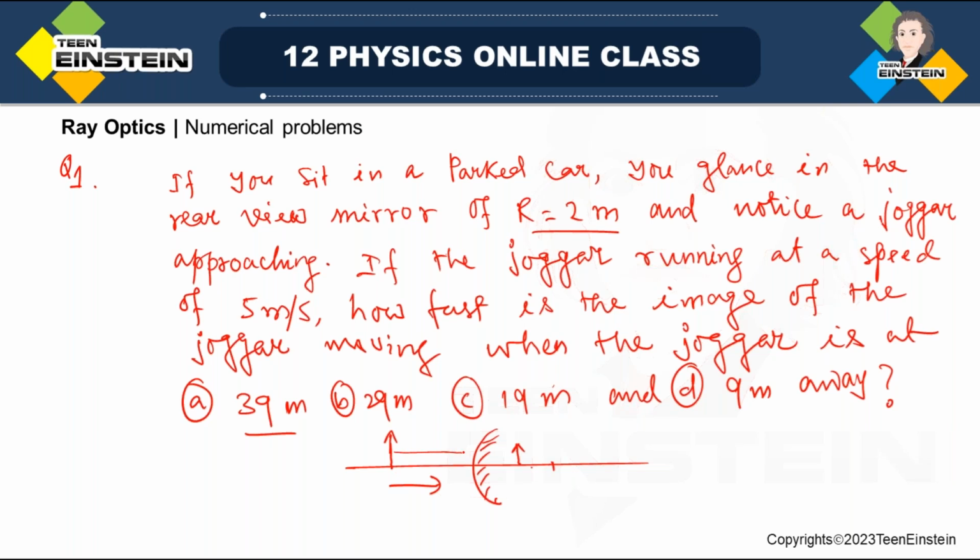So this is u, the object distance, which is sometimes 39, 29. These are u, and this is v, the image distance, and the focal length for the mirror is this one. The rear view mirror is a convex mirror, as I have drawn here, so u will be negative, v will be positive, and f will be positive here. These three things you should remember.